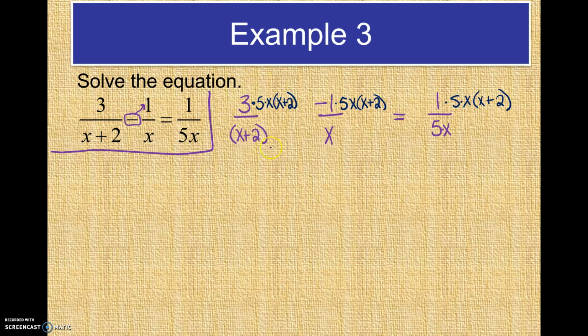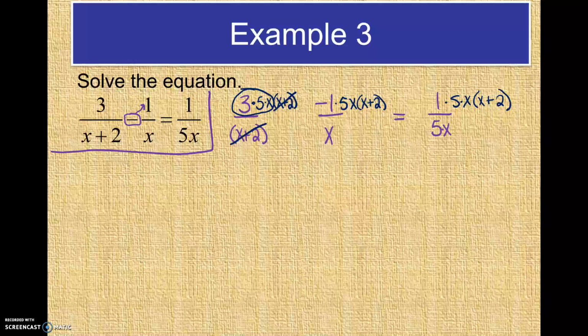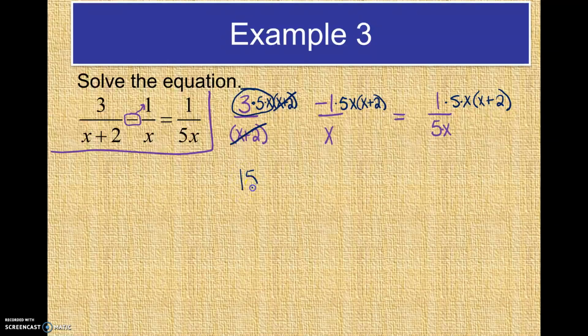In this first term, is there anything on the top that would cancel anything on the bottom? X plus 2. What we would have left is 3 times 5 times x, which is 15x. All right, let's go to the next one. Is there anything that might cancel in the next one? The x cancels, leaving us with -1 times 5 times x plus 2.